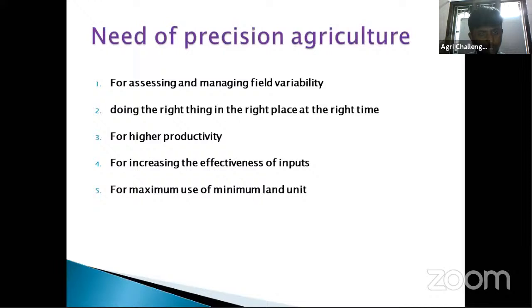Then, doing the right thing in the right place at the right time. We have to apply the right fertilizer or right input at the right place wherever it is required. Need-based application: when it is required, where it is required, how much is required, and what is required, only that we will apply through precision farming. You don't apply bags and bags of fertilizer by broadcasting or even placement.